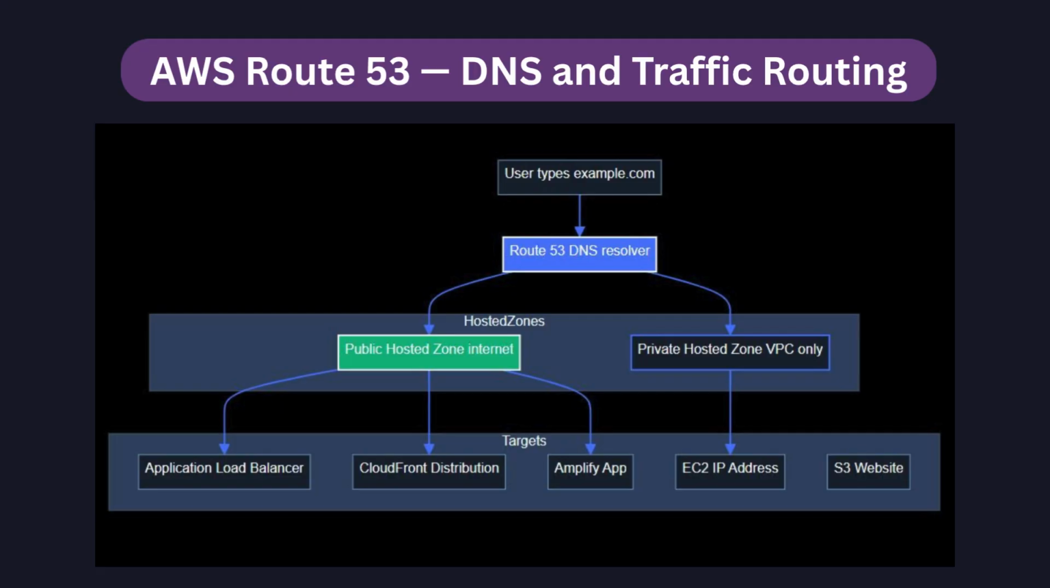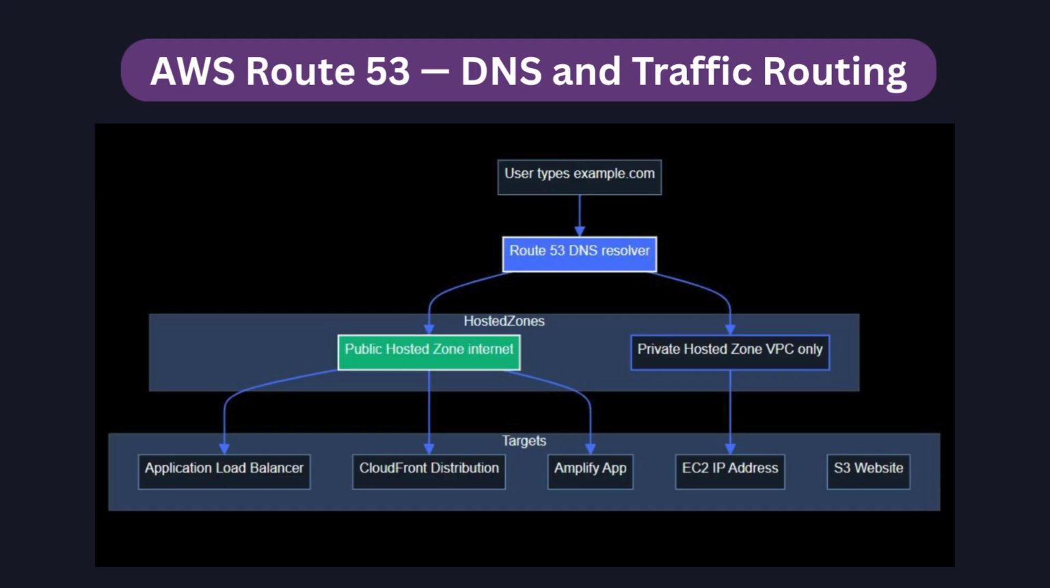Route 53 is a highly available and scalable DNS service that also supports domain registration and advanced traffic management features. It provides a 100% SLA, which is the highest among AWS services. Public hosted zones are accessible from the internet, while private hosted zones are only accessible within a VPC. Alias records are used to point directly to AWS resources without extra DNS query cost.